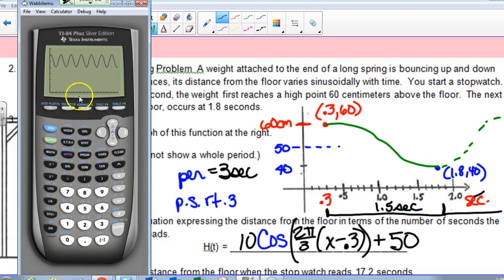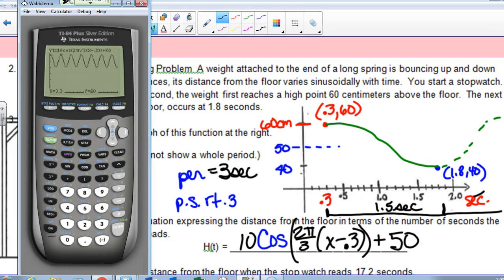So we just need to check some points. If I do trace, what could I check to see that it's right? 0.3. Oh, I'm at 60. That's pretty good news. 1.8. I'm down to 40. At 3.3, if you wanted to find the end of the first period, it should be back up at the maximum. Why was it 3.3 and not 3? The period is 3. Yep, because of the phase shift. It started at 0.3, so 3 units later would be 3.3.